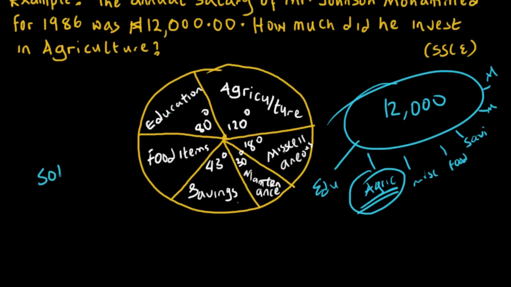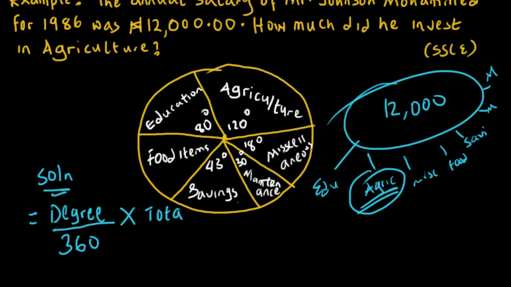Alright, let's solve. Now, to get how much was allocated to any of these expenses, all we need to do is to say the degree of the expense, or whatsoever it is. It might not be expense, it might be color, it can be anything. Degree all over, what's the total degree in a circle? 360 times the total. Does that make sense? So we can call this allocation to a segment. Allocation. So each of this allocation will be degree all over 360 times the total.